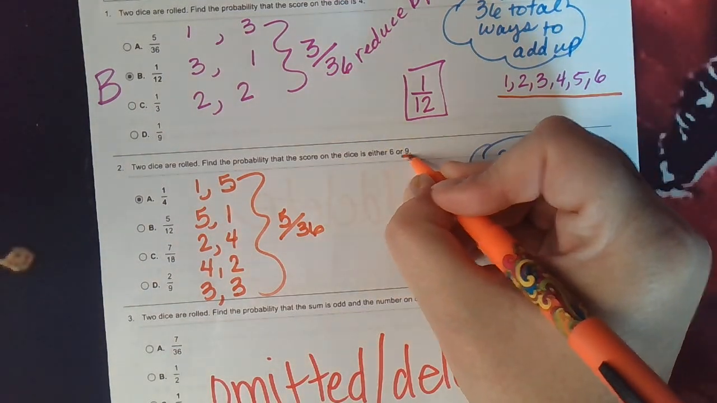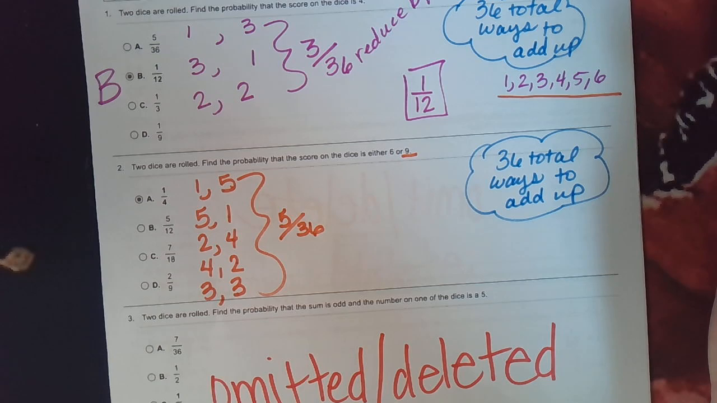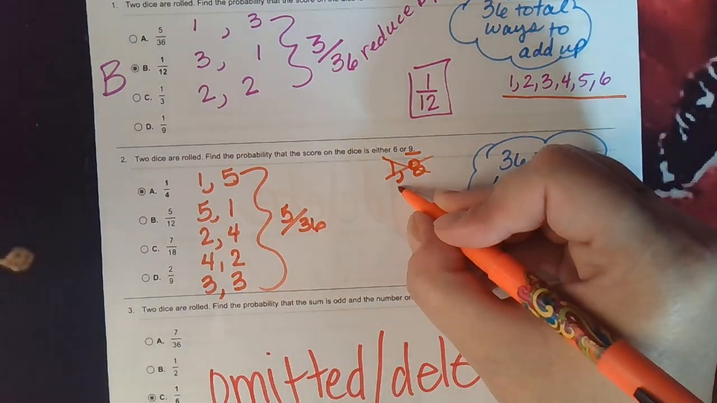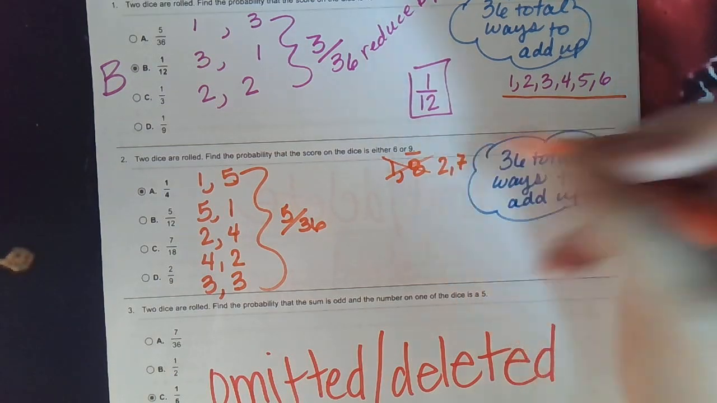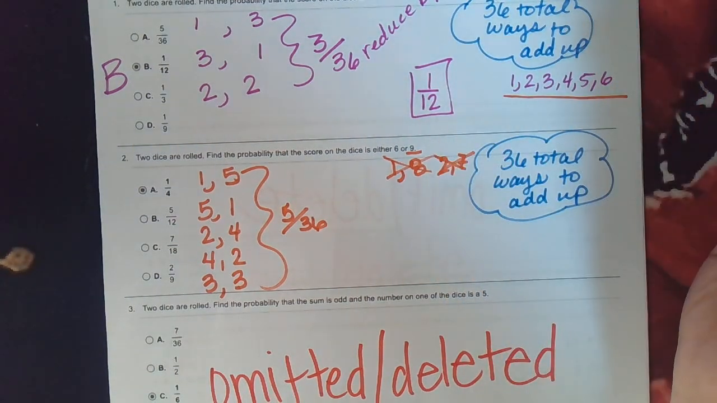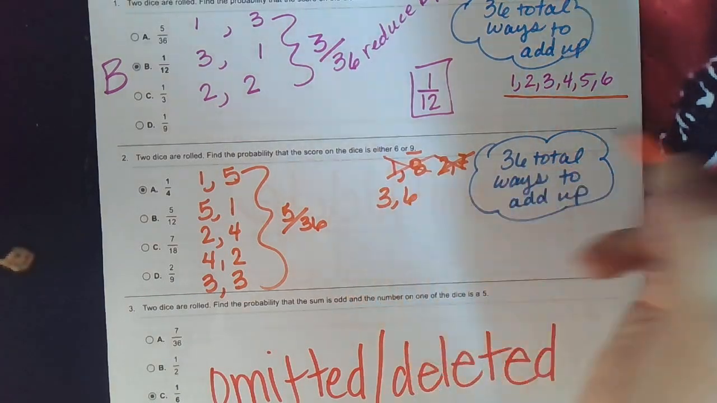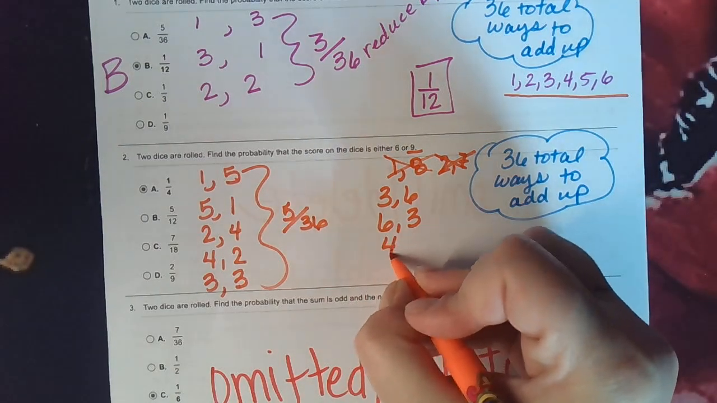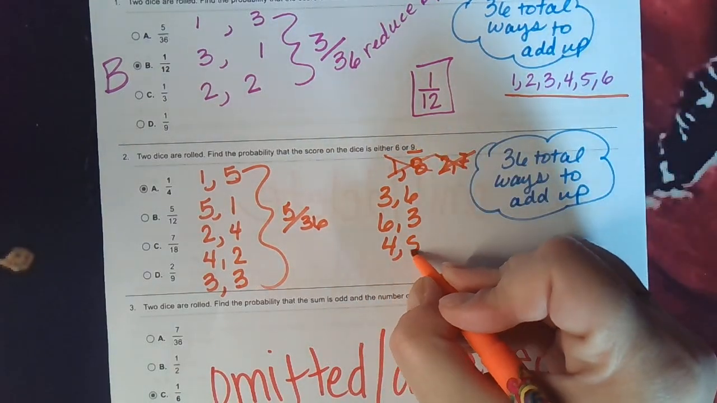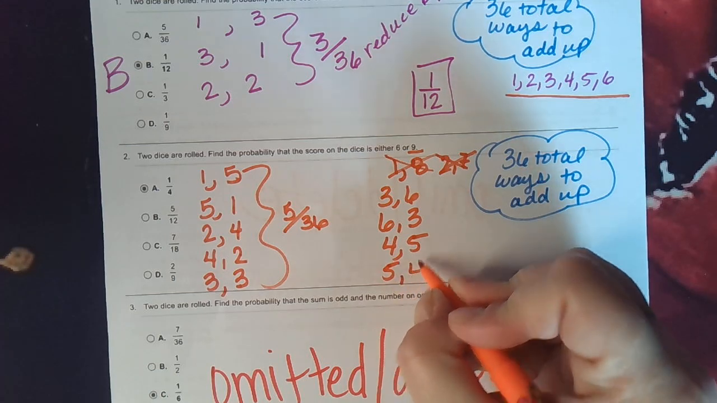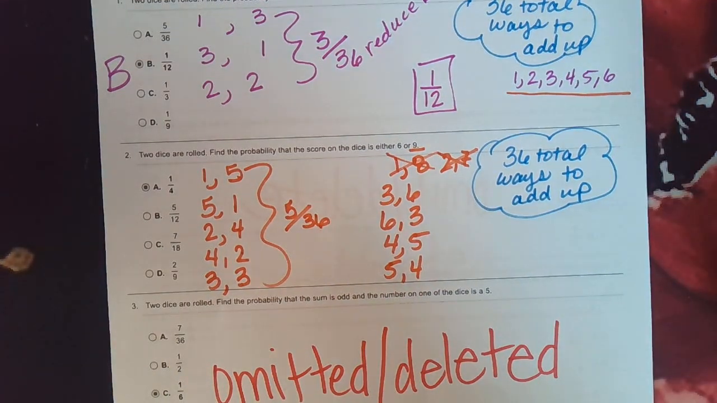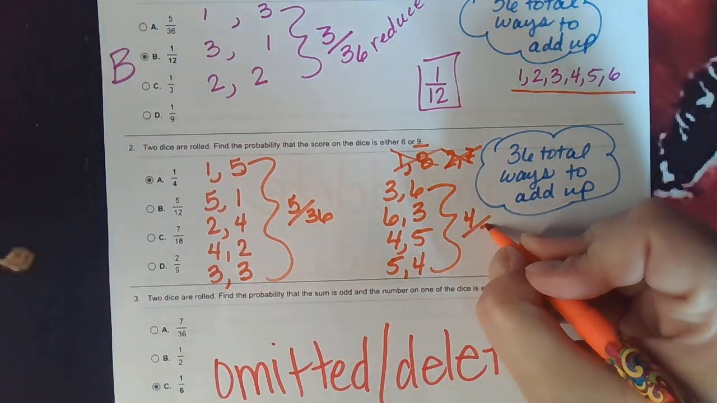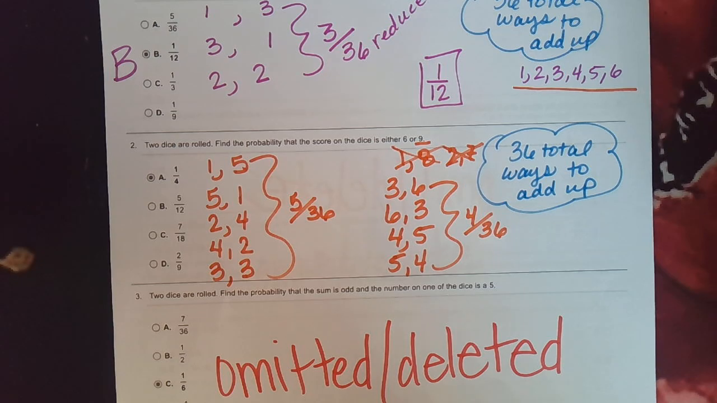Okay, now let's work on this 9. 9, how do we get 9s? 1 and 8? No, that's not a dice. Okay, what about 2 and 7? That adds up to a 9. That's not on our dice. What about 3 and 6? Those are totally on dice. So let's switch it, 6, 3. Alright, let's keep going. 4. 4 plus what gives you 9? 4 and 5. Or vice versa, 5 and 4. Okay, and then other than that, nothing adds to a 9. So this counts as 4 out of 36 ways to add up.